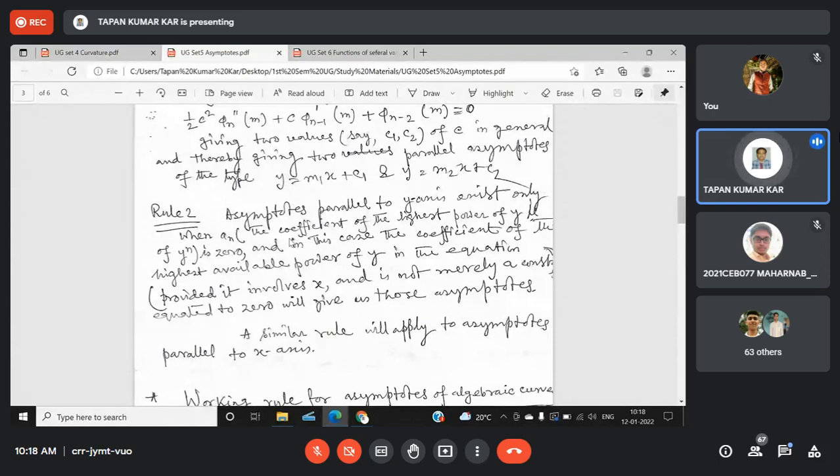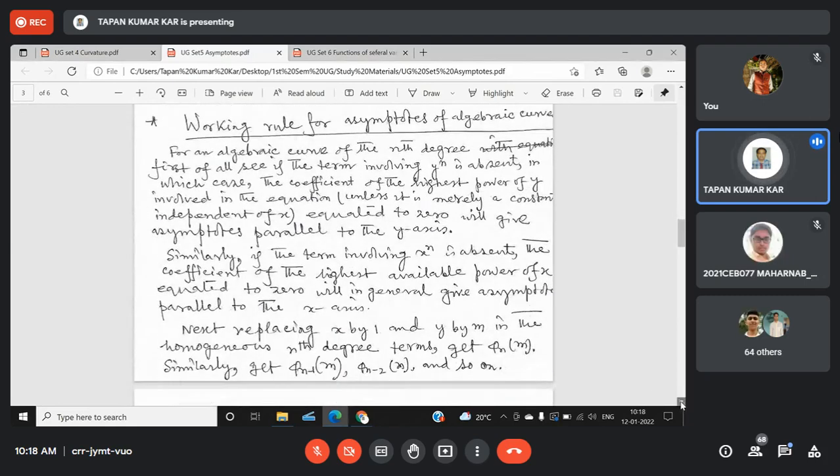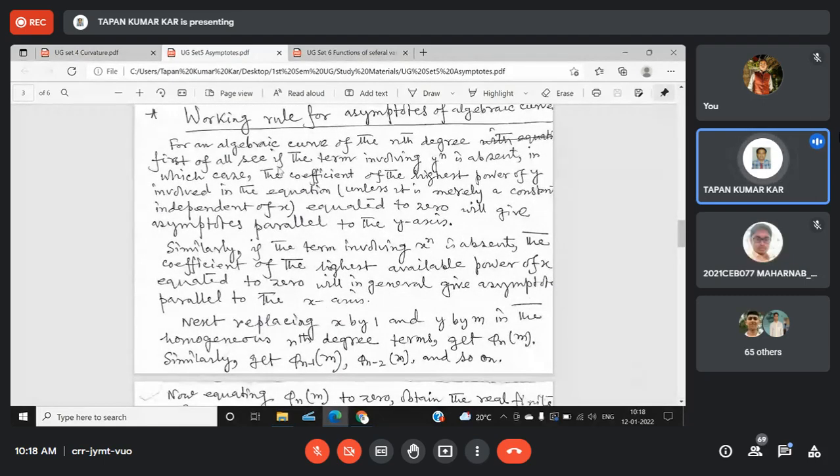That will give the asymptotes parallel to the y-axis. But remember that if the y square coefficient is, say for example, 2, then you cannot set 2 equal to 0. That is written here, it is not merely a constant. Okay, I am coming to the example also. Similarly, y. I would recommend you remember these working rules to evaluate asymptotes for algebraic curves.